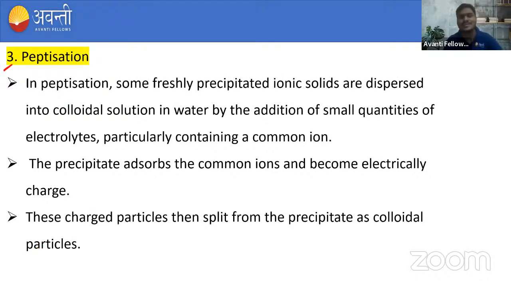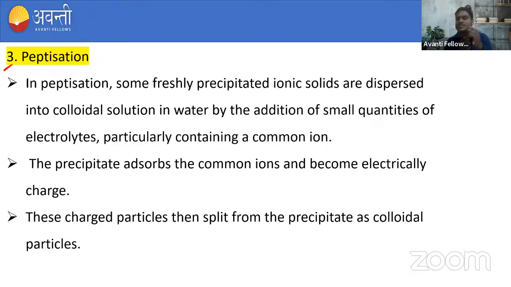So in peptization, some freshly precipitated ionic solids are dispersed into colloidal solution in water by the addition of small quantities of electrolytes, particularly containing a common ion, right? So what is peptization? In peptization, some freshly precipitated ionic solids are dispersed into colloidal solution.